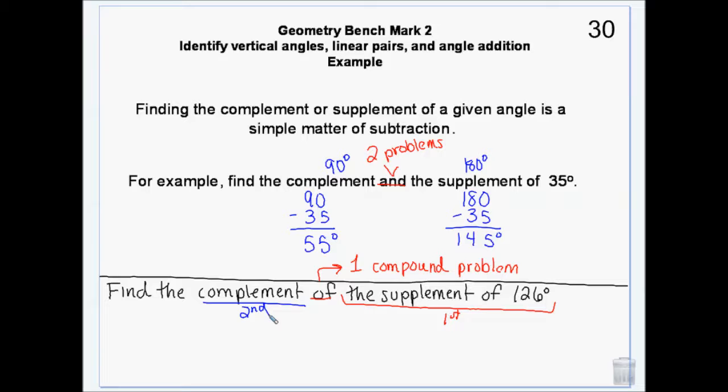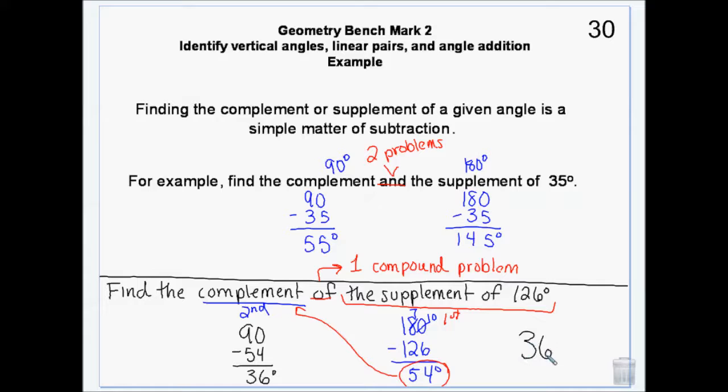If that makes sense. So I want to find the supplement of 126, so I do 180 minus 126. So that's 54. And then I take this 54 and I find the complement of it. So the complement of 54 is 90 minus 54. So it's going to be 36 degrees. So my final answer is 36 degrees.